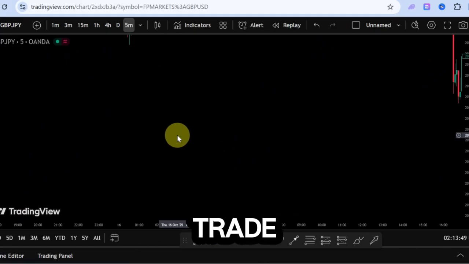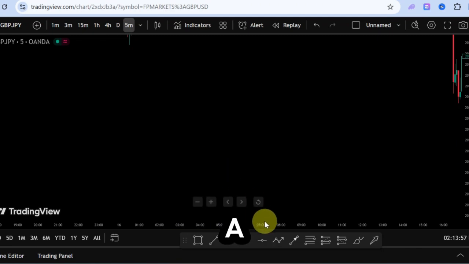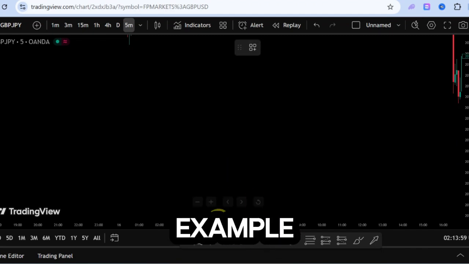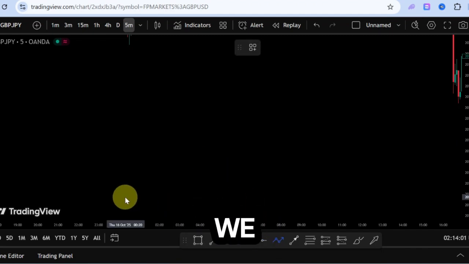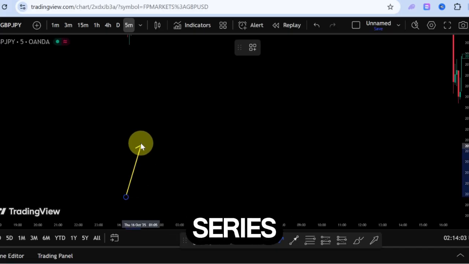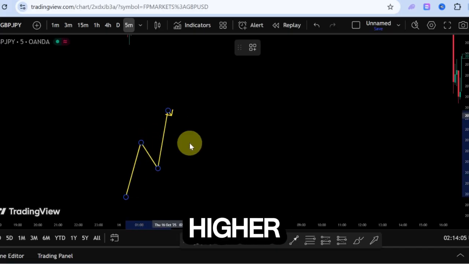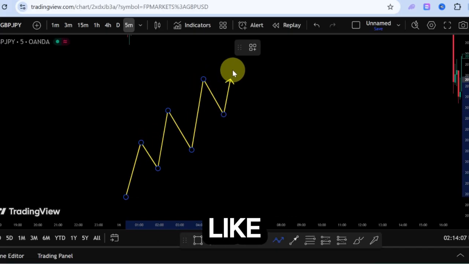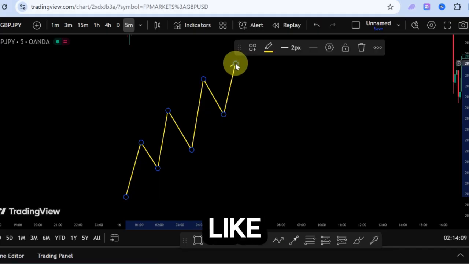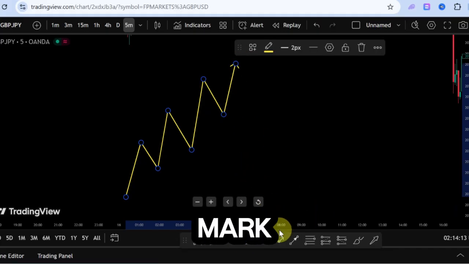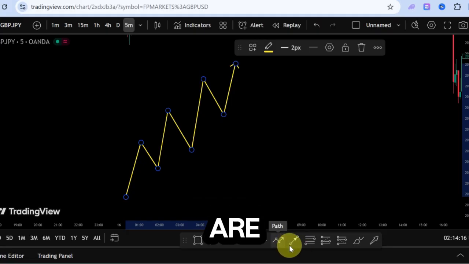To trade reversal, you need to be able to identify the market trend. You can only trade reversal when we are in an uptrend or a downtrend. If, for example, we are in an uptrend, we get to know because price will be making a series of higher highs and higher lows, breaking structure to the upside, just like this. So to spot reversal, we need to mark out the higher highs and higher lows.